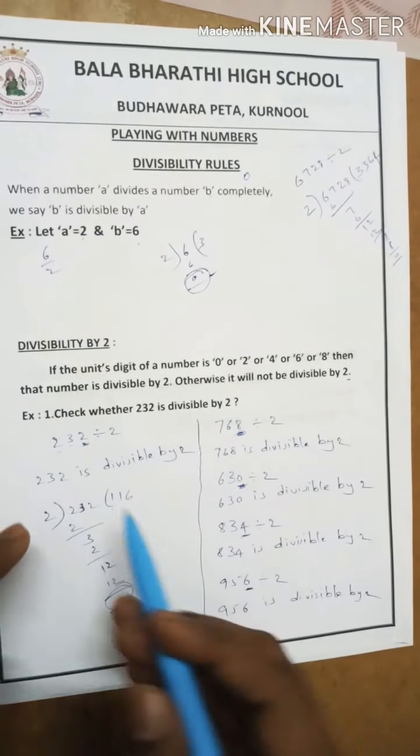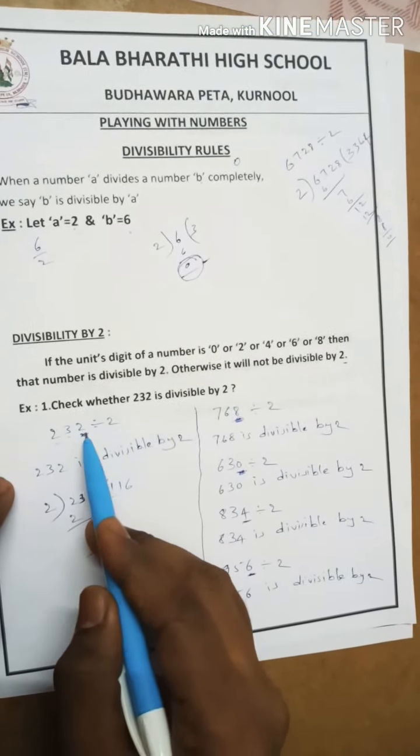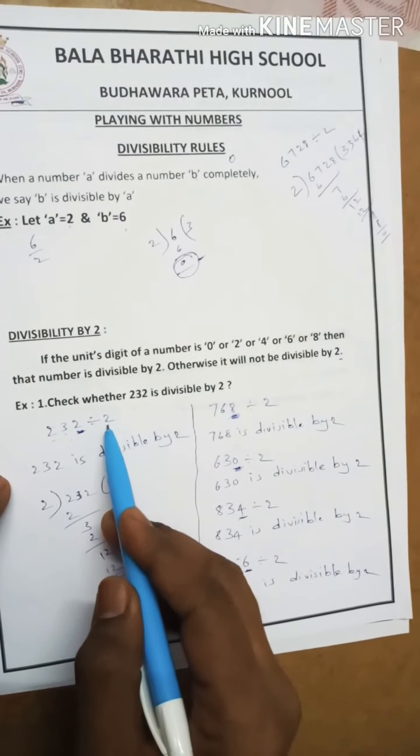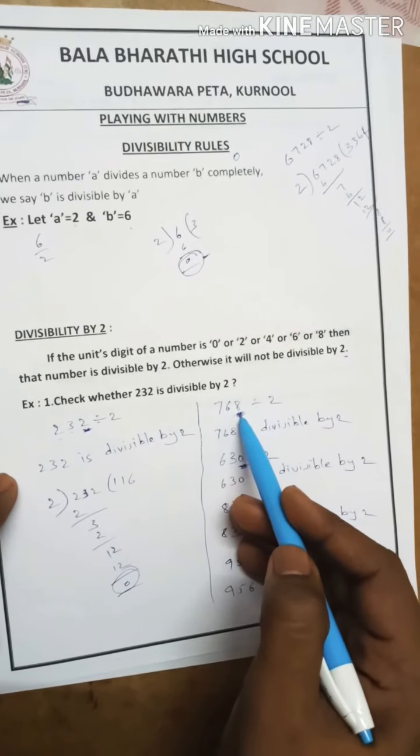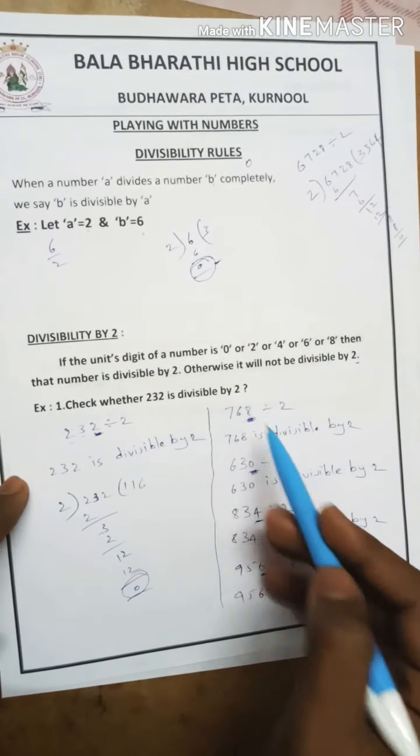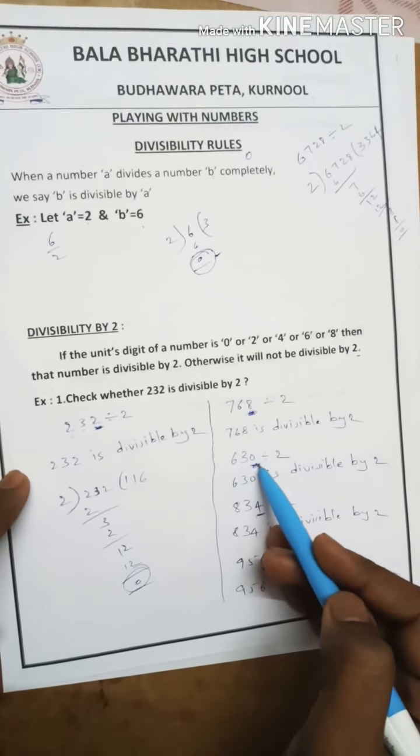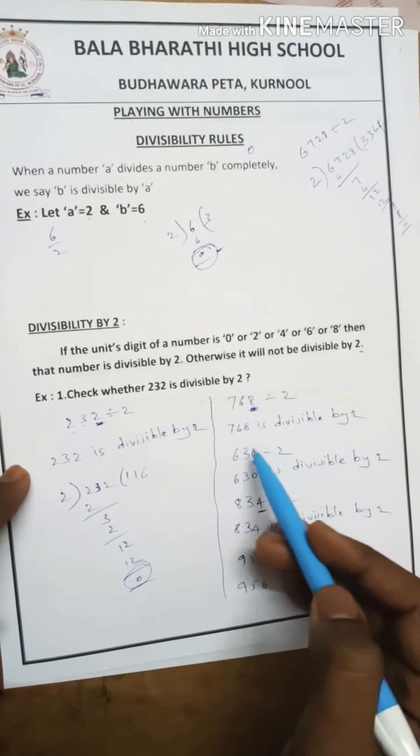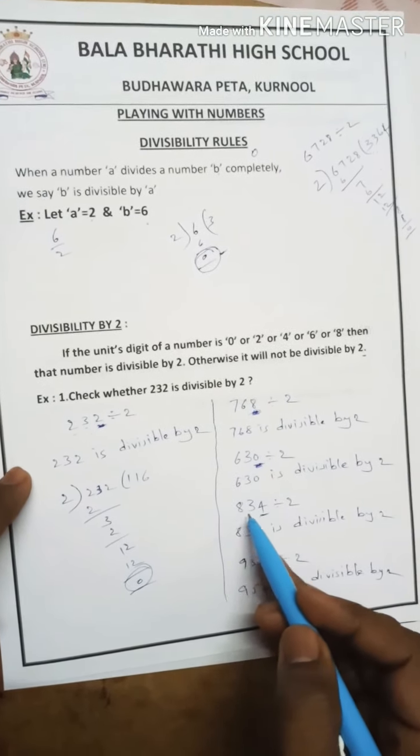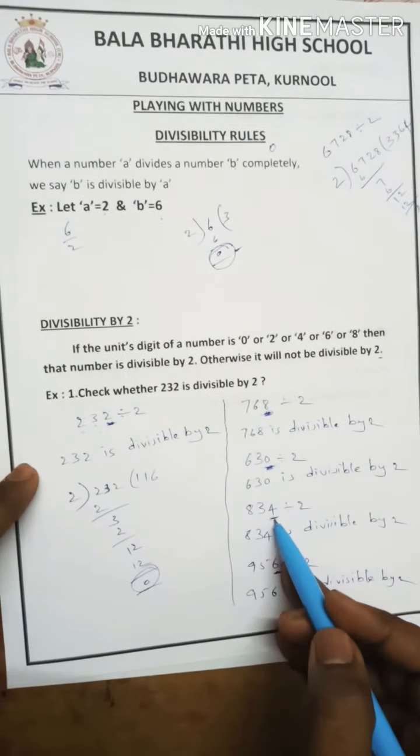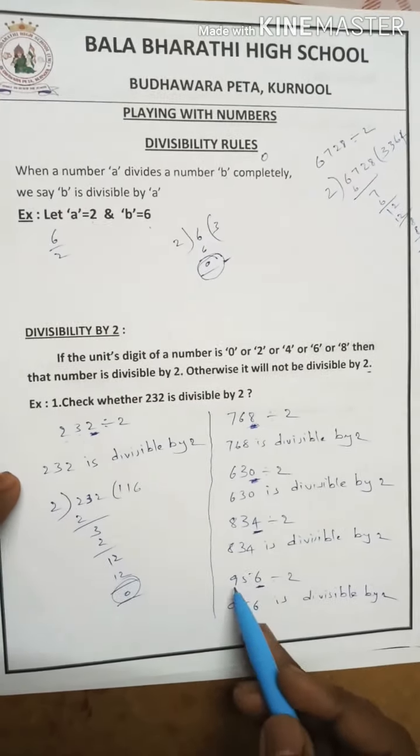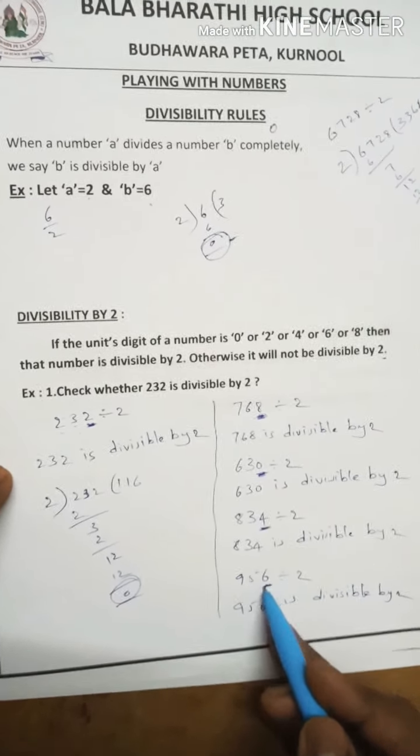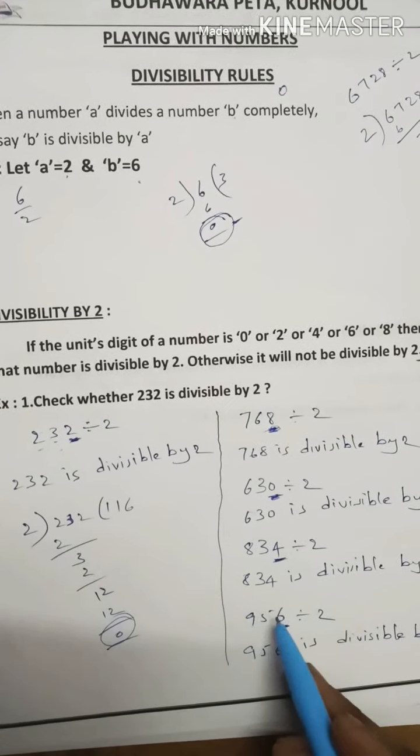If you look at all these numbers, 232, here in units place you have 2, so this number is divisible by 2. 768, in the units place you have 8, therefore this number is divisible by 2. 630, in the units place you have 0, therefore this number is divisible by 2. 834, in the units place you have 4, therefore this number is divisible by 2. 956, in the units place you have 6, therefore this number is divisible by 2.